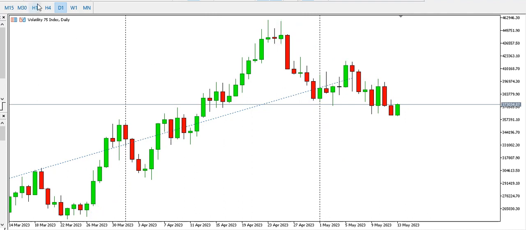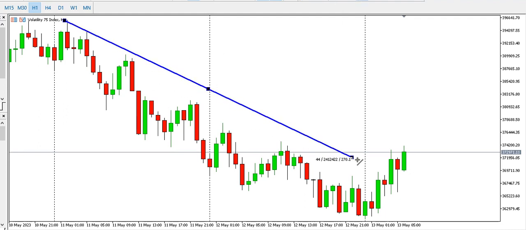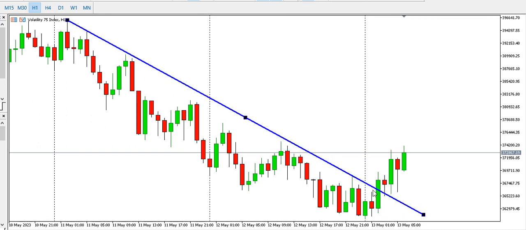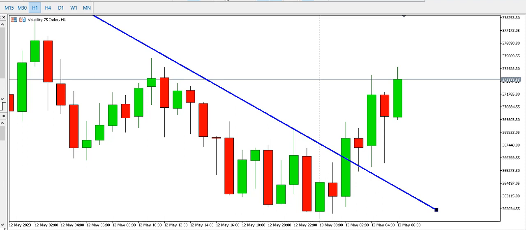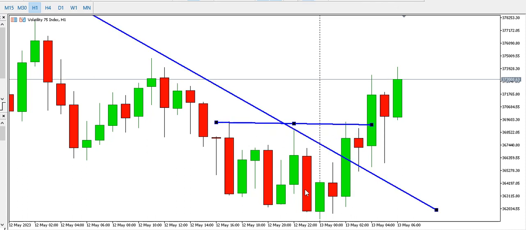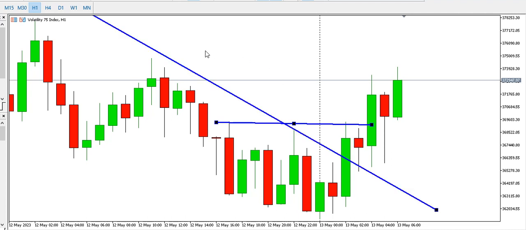So let's look at the 1 hour time frame. A quick look at the 1 hour time frame, we can see this descending trend line being broken around here, where we have a change of character. We have a change of character where this particular neckline was broken. You can see the neckline being broken. Let's call it a triple bottom.